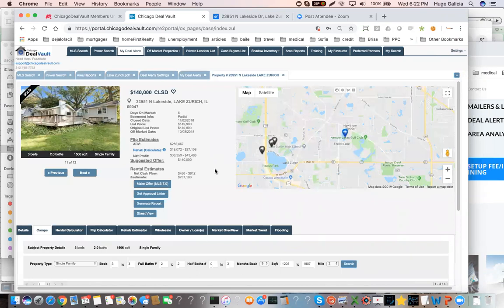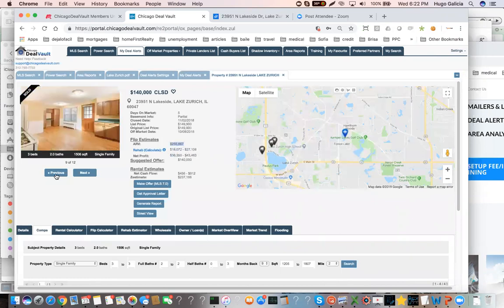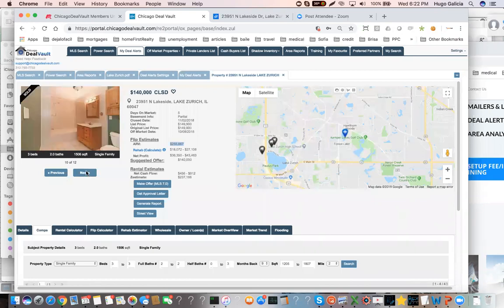So the next step is to estimate the rehab, right? So that is the next step. Once you know the ARV, you've got to know how much money it's going to cost you, right? To be able to sell the property for this much. So what we do is we go to the property, obviously, but before we go to the property, we look at the pictures, and we're gonna do our due diligence based on what we see on the pictures, and we're gonna confirm that once we take a look at the property.